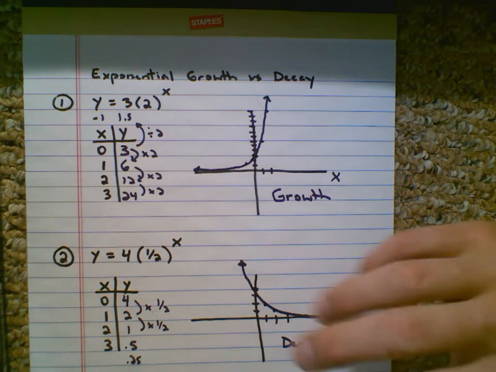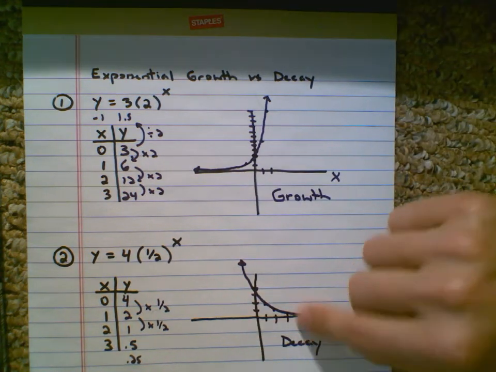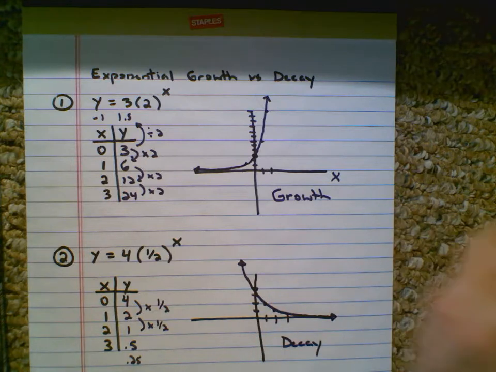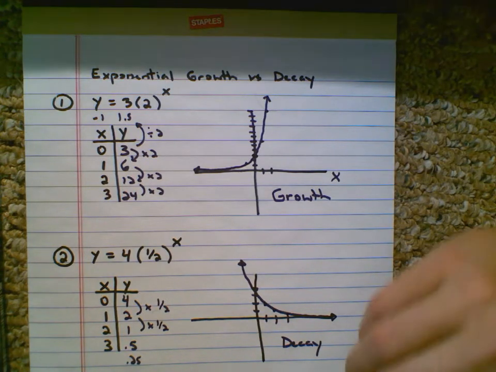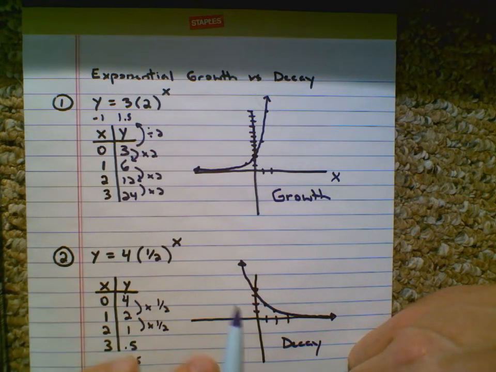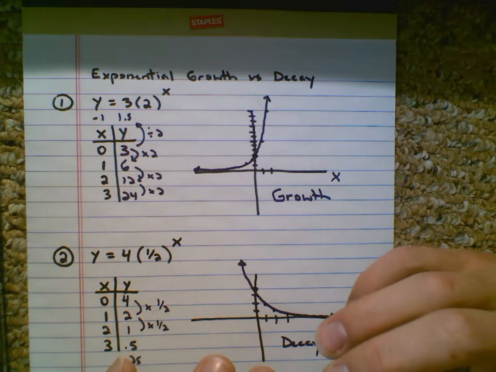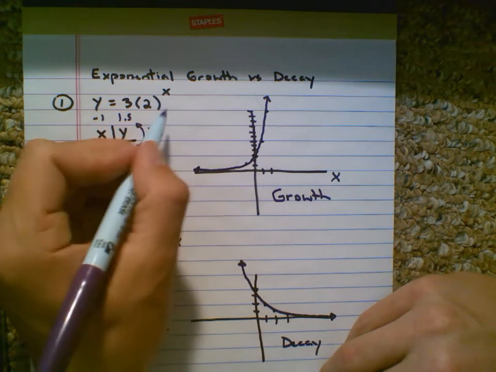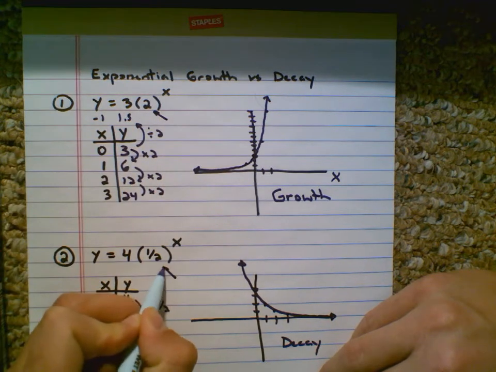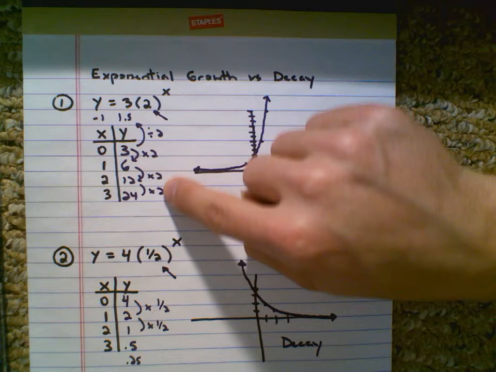Now, ideally, we don't want to have to do all of this work to know if the function is going to grow or if the function is going to decay. We can actually tell by just simply looking at the equation. You can probably guess, but the number that controls growth or decay is your multiplier. It's what's inside this parentheses right now. It's what we're multiplying by down the table.